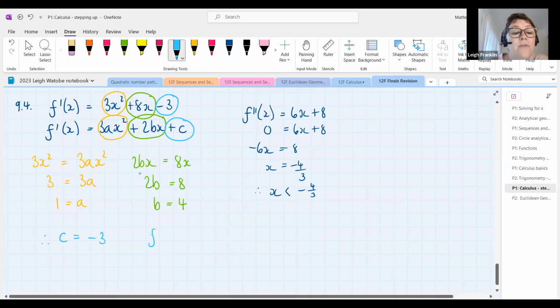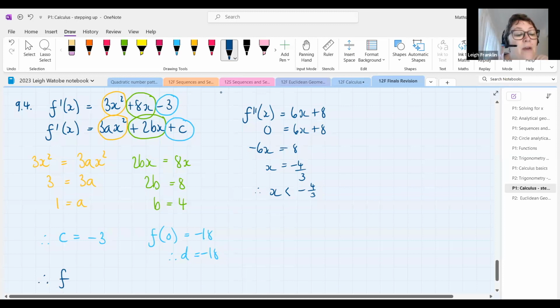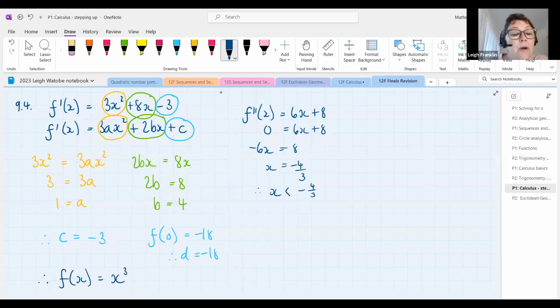Okay, and of course, if f of 0 equals -18, this means that d is -18. Thus, f of x has to be 1x cubed plus 4x squared minus 3x minus 18. Does that make sense to you all?